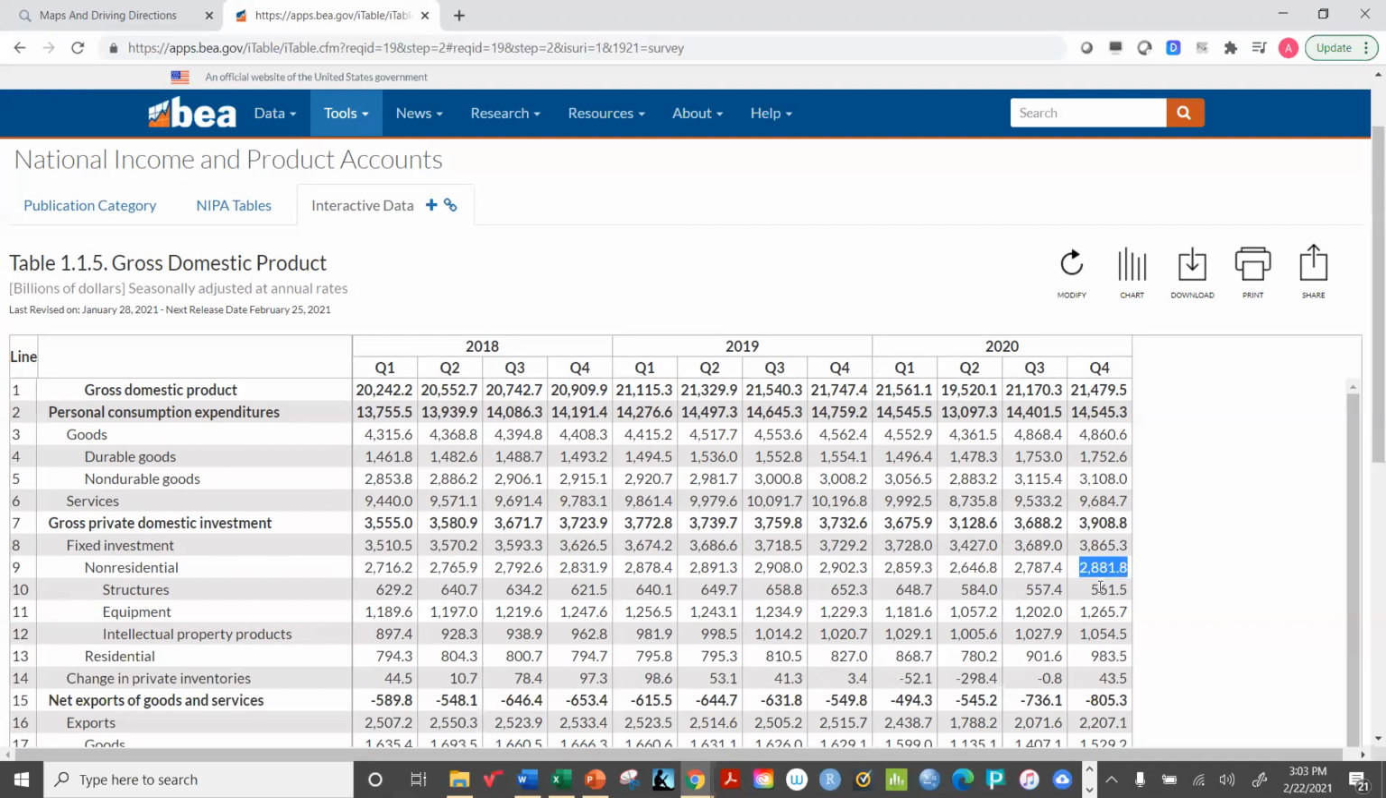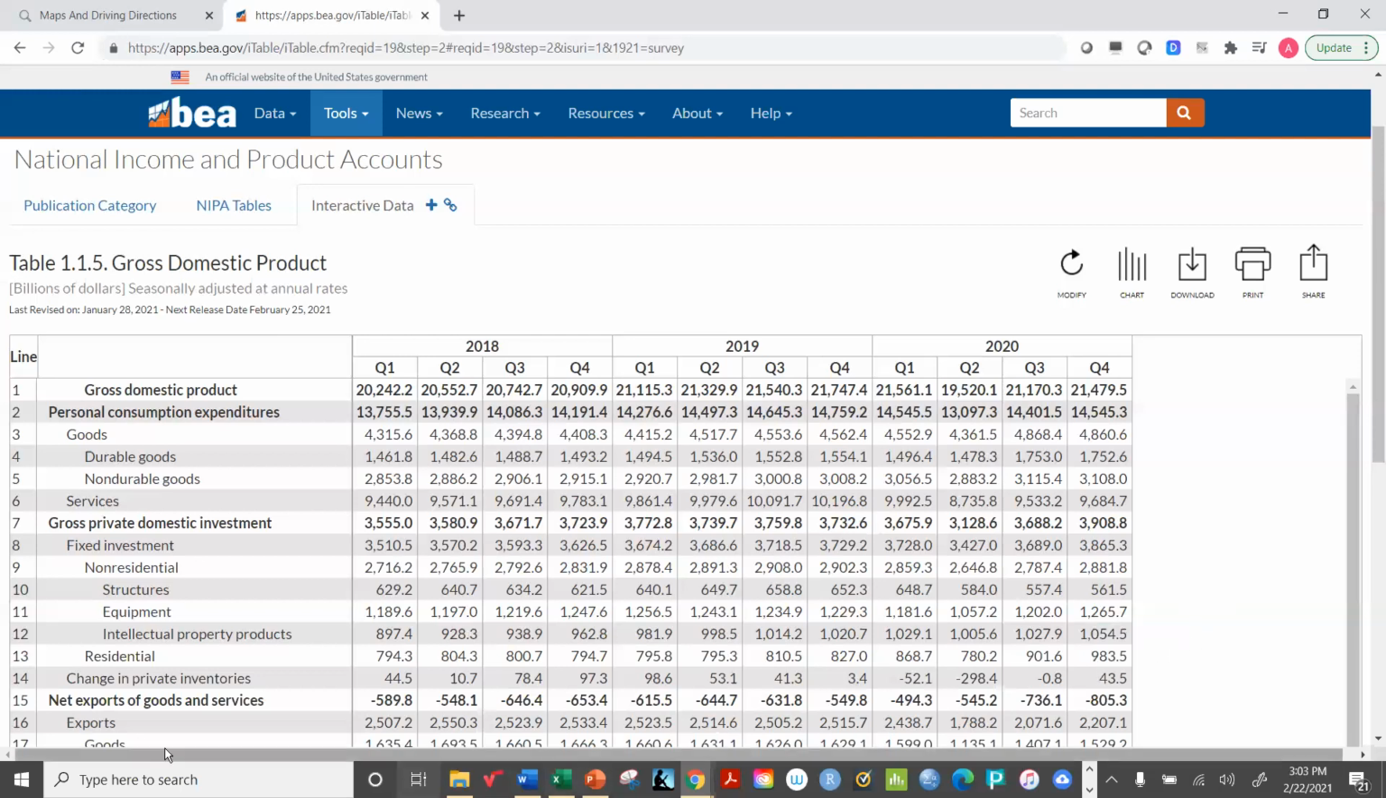And that's subdivided into structures, which are just buildings. We have equipment, machinery, that type of thing that you need to produce consumer goods. We also have, look at this, intellectual property products like patents and trademarks. Those are worth a lot of money. And then finally, residential is here.